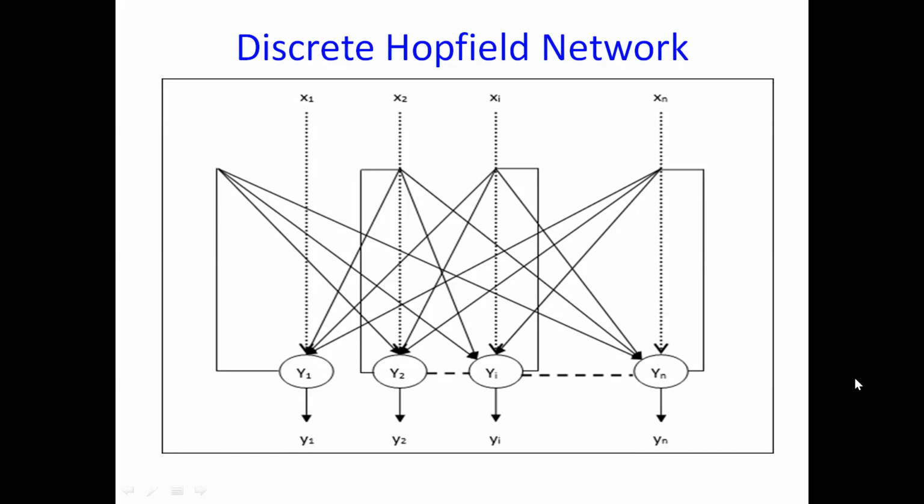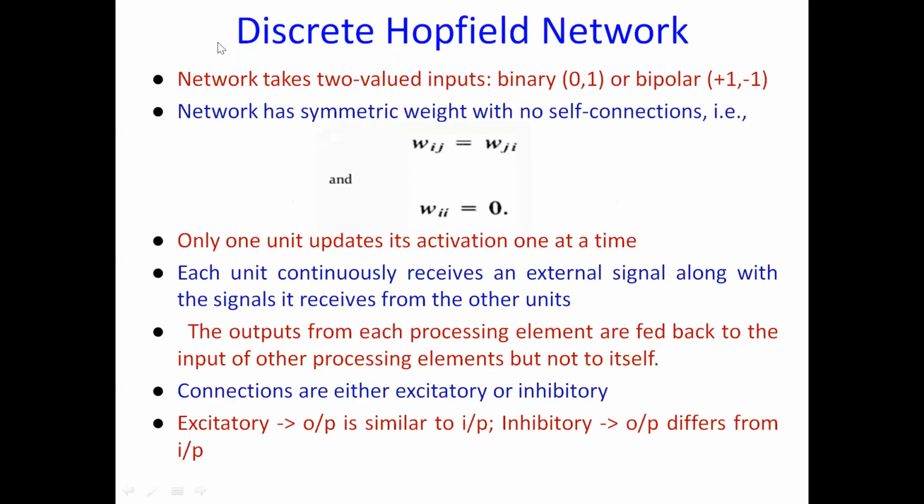Now, what is unique in this particular network? If you closely observe, you can see that there is a kind of feedback condition or recurrent loop. So what does this mean? This means that this network takes two-valued inputs. That means it takes binary at some times, and sometimes bipolar as well. That means either zeros or ones, or sometimes plus one and minus one.